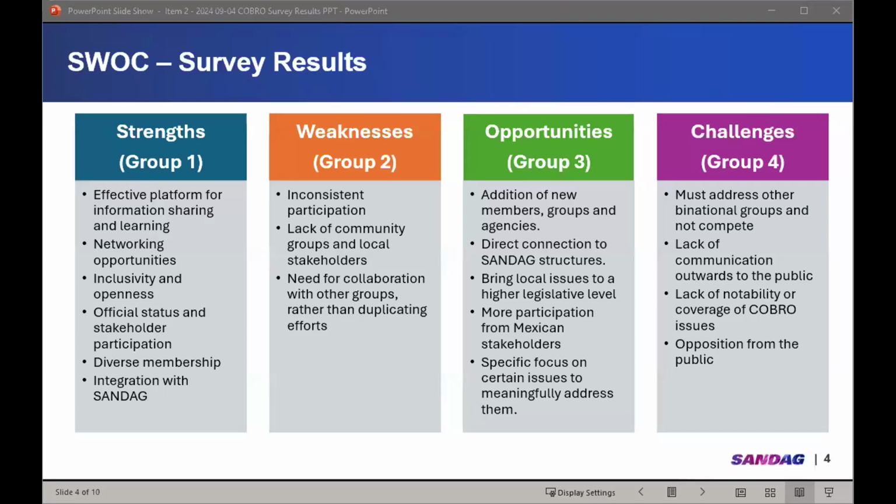Jose, I'm glad you brought that up. I was going to suggest that. I like how the Smart Border Coalition rotates their hosting site between Tijuana and San Diego. I think that lends itself certainly to more participation.